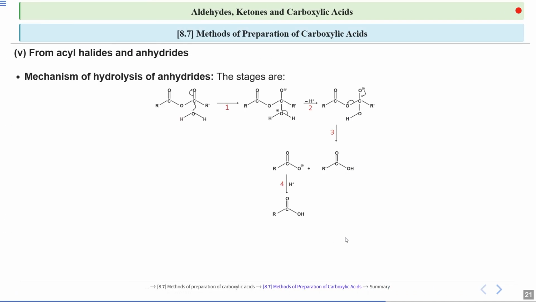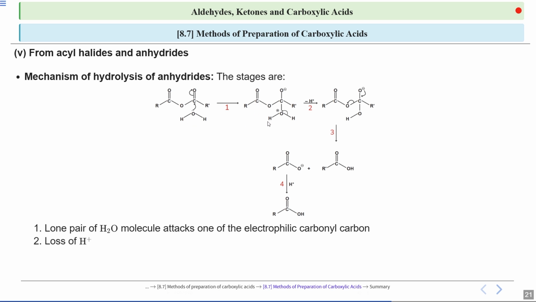Now let's look at the mechanism of this hydrolysis of anhydrides. In the first step, the lone pair of electrons on the water molecule attacks the electrophilic carbon, and after it attacks, you get this sort of intermediate. In the next step, there is loss of a hydrogen ion, H plus, which helps stabilize the intermediate formed. Now you see this oxygen has a positive charge, so there is a loss of H plus. So finally you get this intermediate.